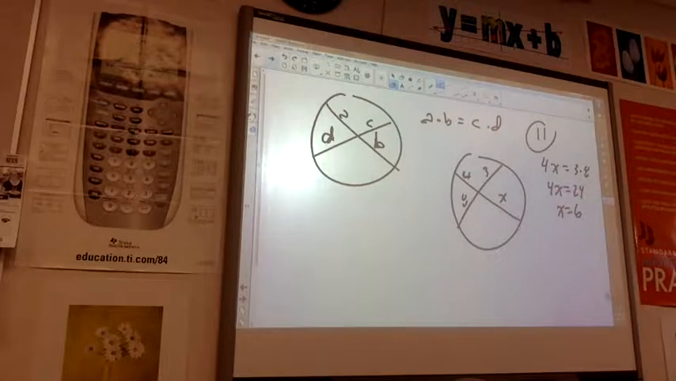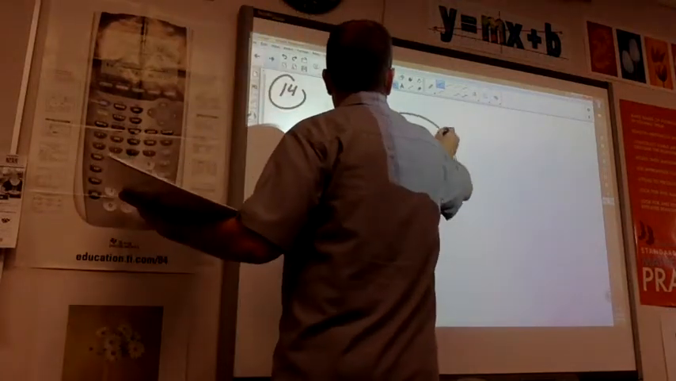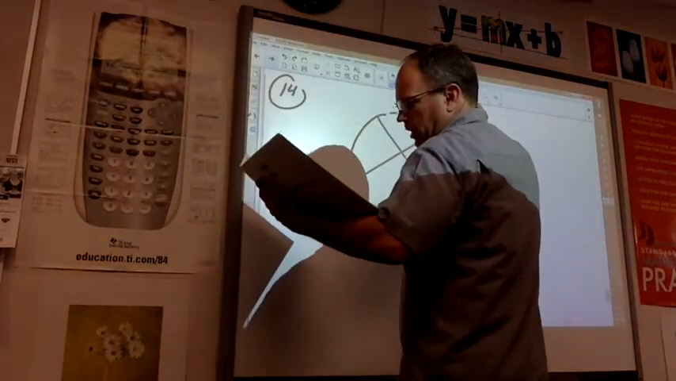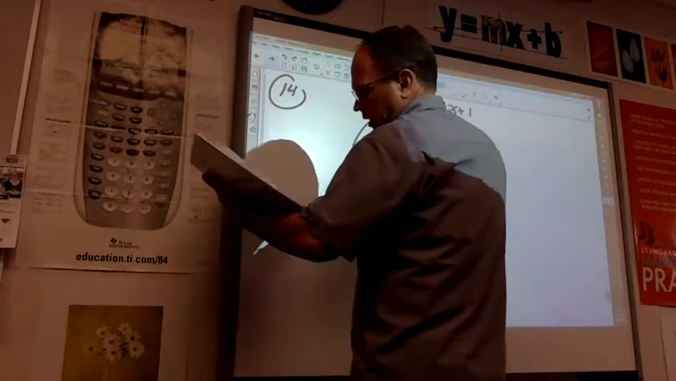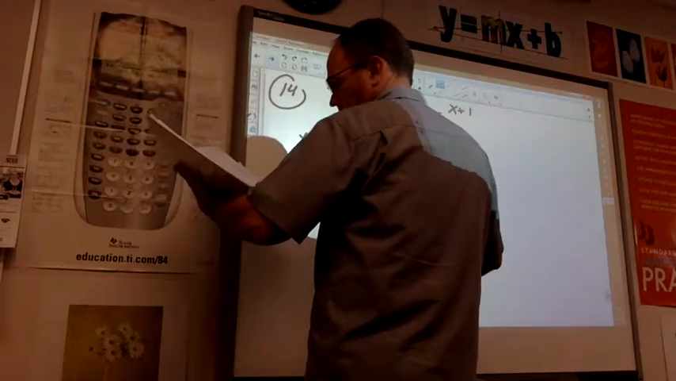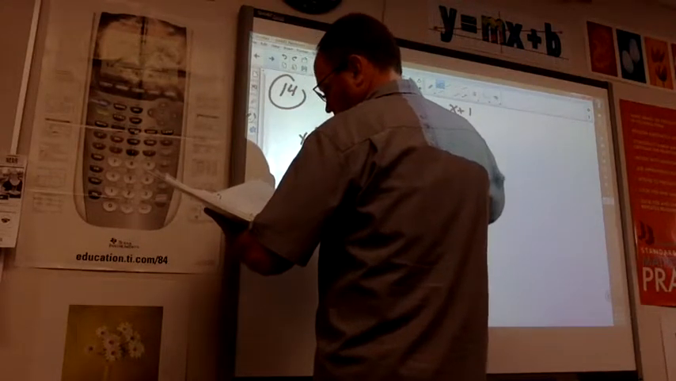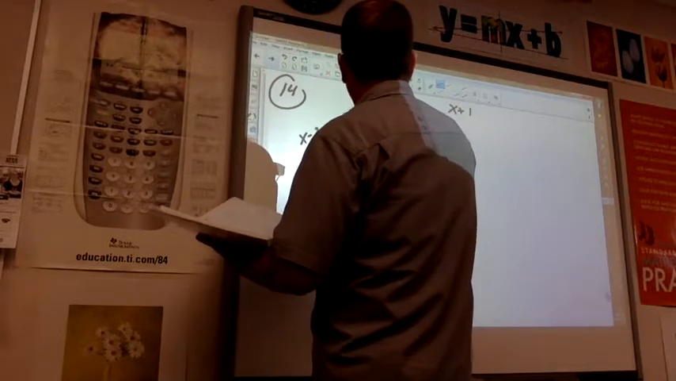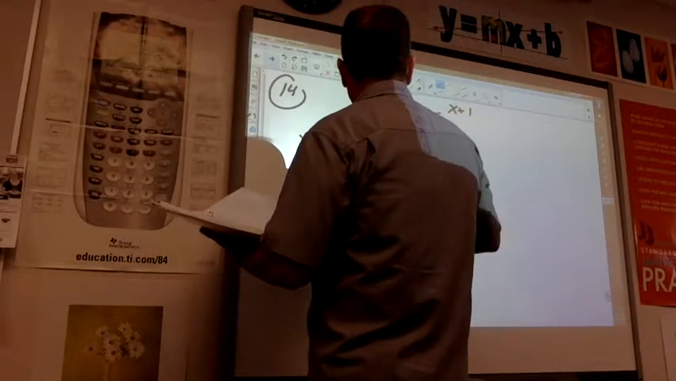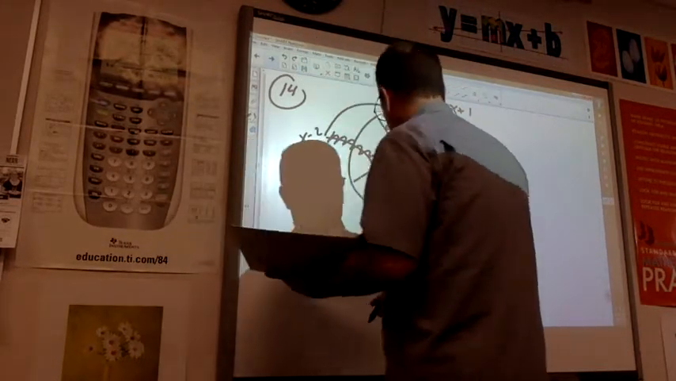Number 14. 14 is going to go exactly with the same concept, okay? So number 14, we have this. They tell us this is x plus 1. They tell us this is x minus 2. They tell us that this is x minus 1. And this is x minus 2 right here. This doesn't exist. This is x minus 1.